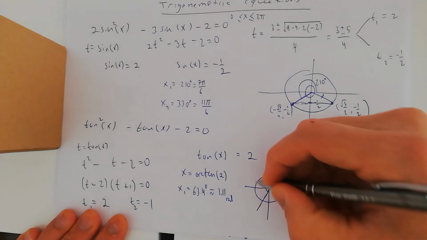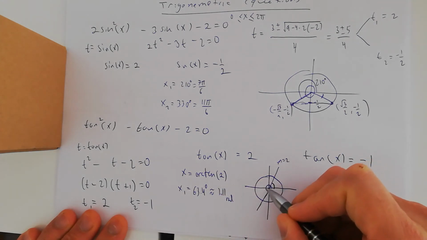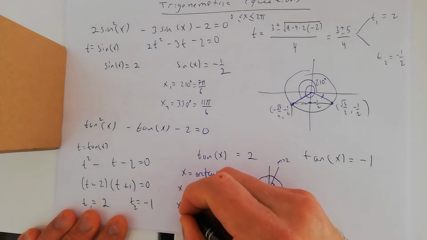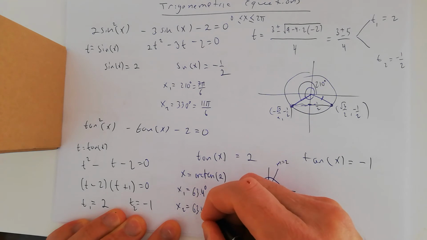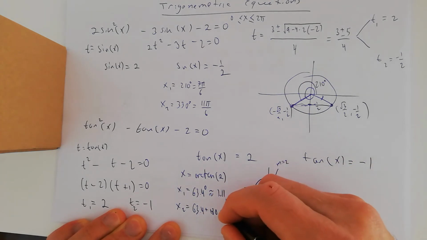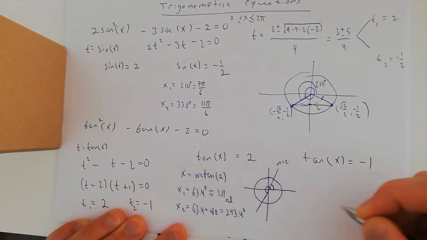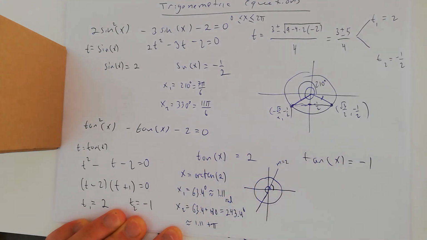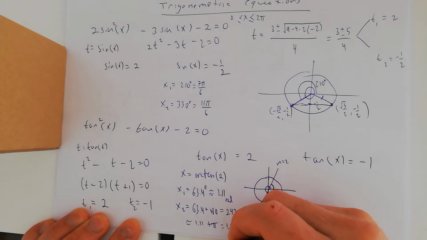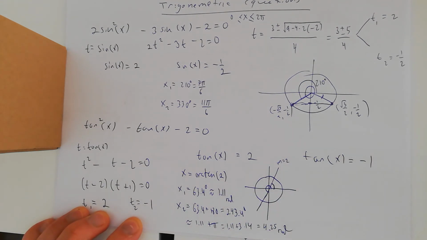Here, tan of x equals minus 1 again. Here, by the way, of course, the other angle is that angle plus 180. So x2 will be 63.4 plus 180 degrees. That is 243.4 degrees approximately, or 1.11 plus pi radians. That's 1.11 plus 3.14, means 4.25 radians approximately, the other angle.